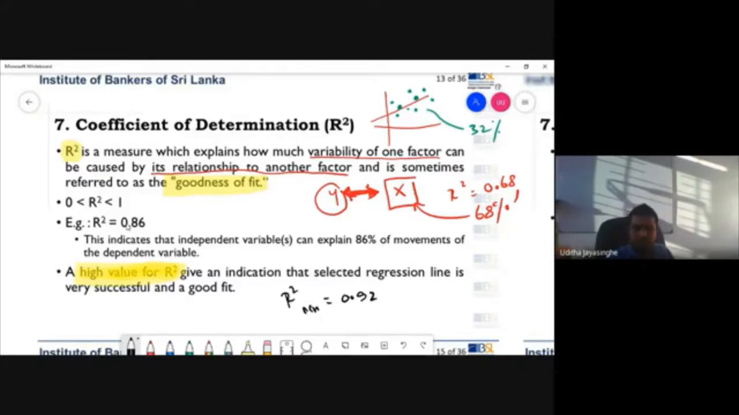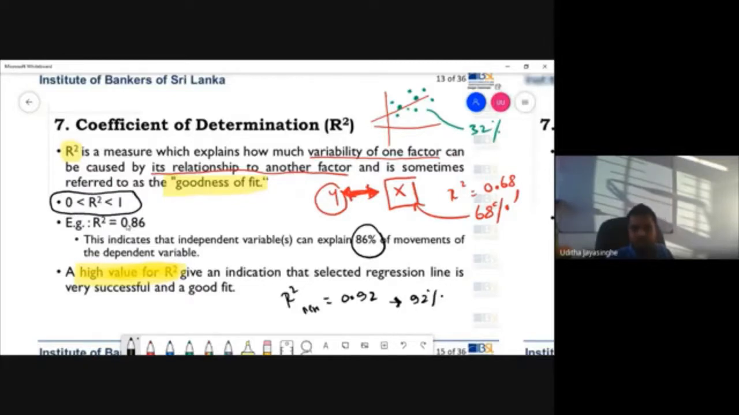Previously it was 86%. Now this is better. 92% is much better compared to the 86%. Why? Because 92% of the movements can be explained by the model. And the range of this R square is going to be between 0 and 1. It's going to be between 0 and 1.